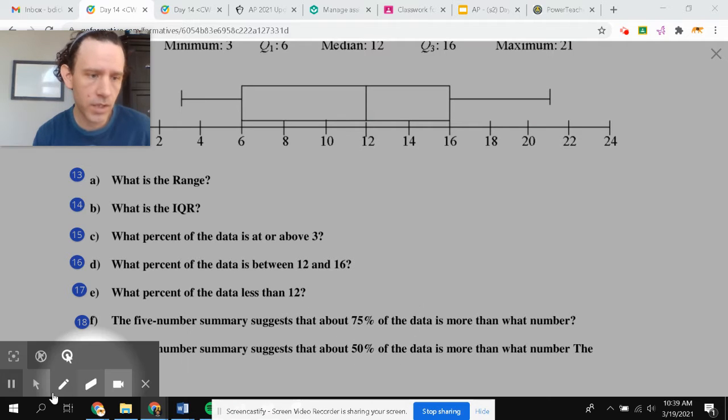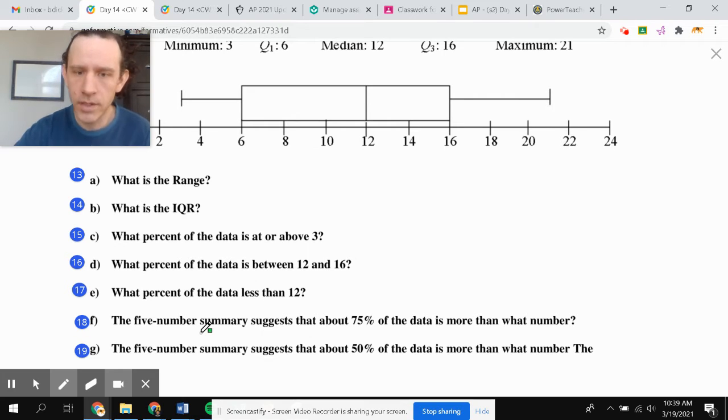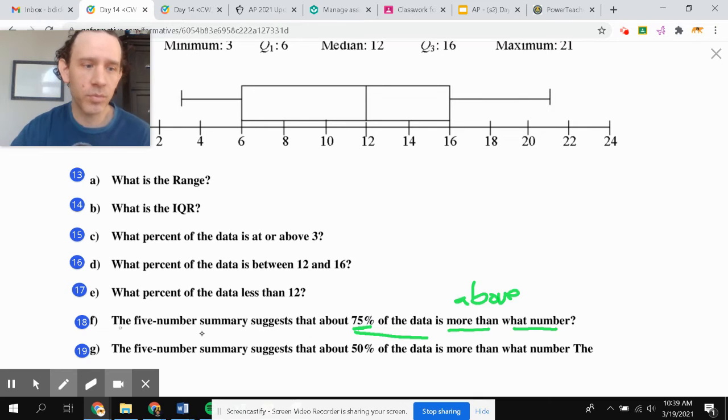So let's start with the first one, 18. 18 is asking us for the number where 75% of the data is more than that number. Okay. So we need to look at 75% being above. So we start from the top and start to add up our percentages until we get to 75. And what percentages do we have? Well, each section is worth 25%, right?